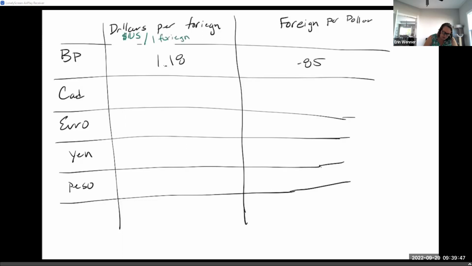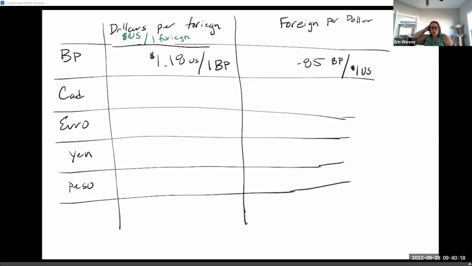So for the British pound, it says 1.18. That means that it's $1.18 US dollars per 1 British pound. That's how you want to interpret that. And the next one we got 0.85. That means 0.85 British pounds per, remember, the per is the division sign, a US dollar. And that's how you're going to think about those conversion factors.